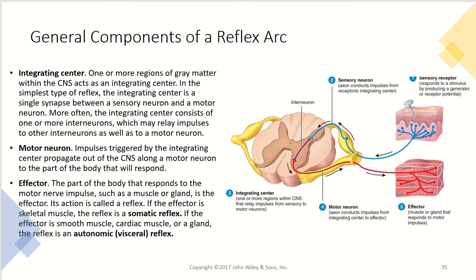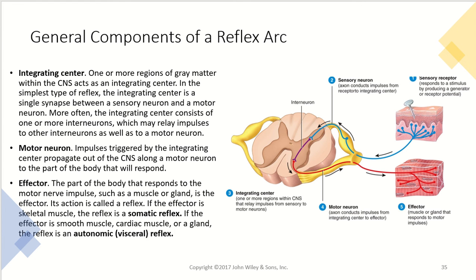So the impulses are going to be triggered by the integrating center, and they're going to propagate out of the central nervous system along those motor neurons to whatever part of the body needs to respond. And then last but not least, we have our effector. This is the muscle or gland, whatever tissue is going to respond to that motor impulse. So this is the part of the body that responds to the motor nerve impulse, things like, we said, muscles or glands, etc. And these are the effectors. And its action is going to be called a reflex.